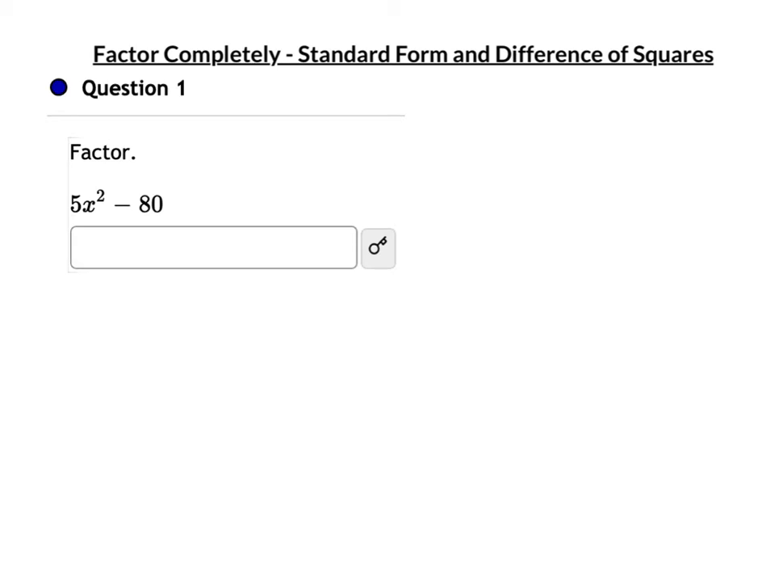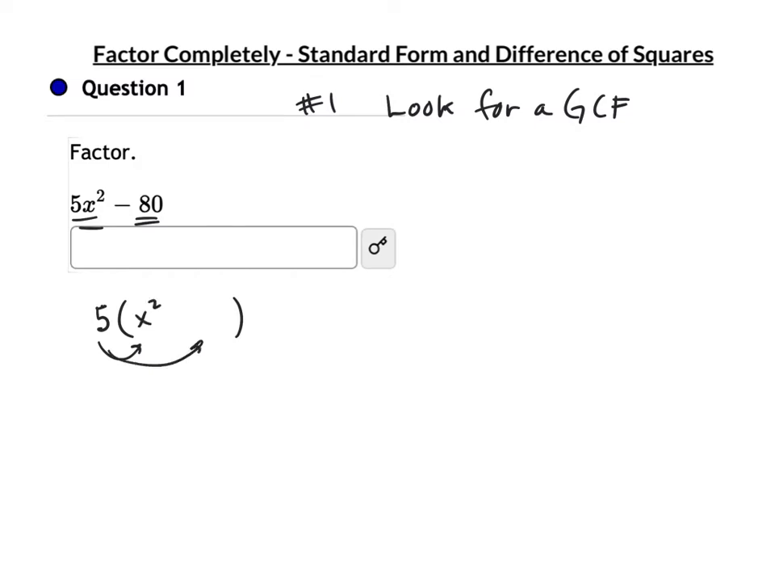Number 1, factor 5x squared minus 80. Remember, the first thing you do is look for a GCF. 5 and 80 are both divisible by 5. So we pull that 5 out using distributive property. 5 times something makes 5x squared. Well, that would be x squared. And 5 times something makes minus 80. That would be minus 16.